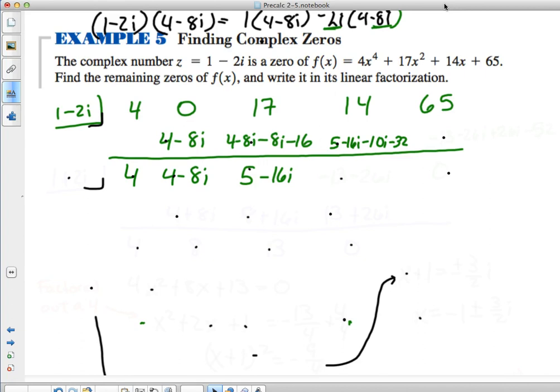Now, again, I got negative 26i, but I got a 5 and negative 32, so that's negative 27. So I got negative 27 and negative 26i as I'm going through, and I multiply yet again.